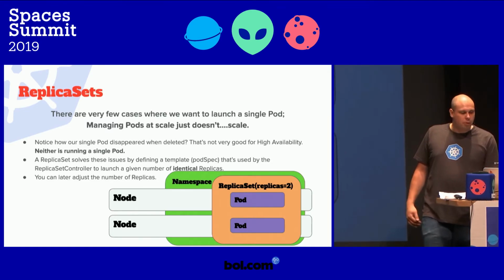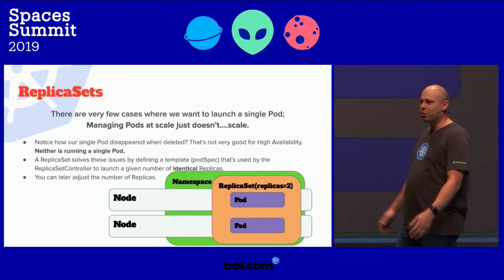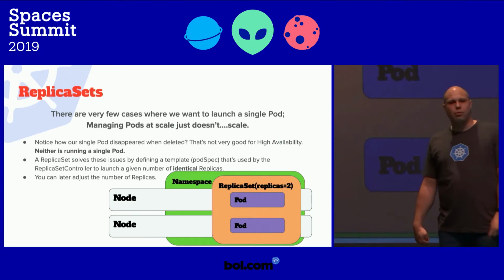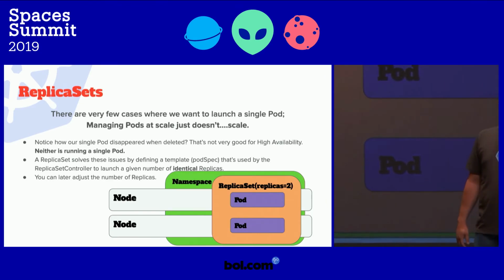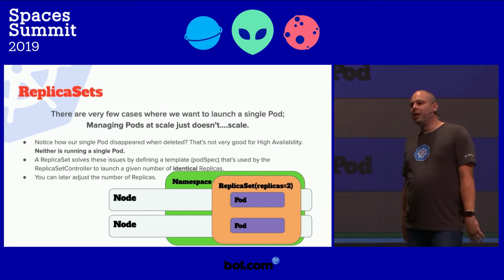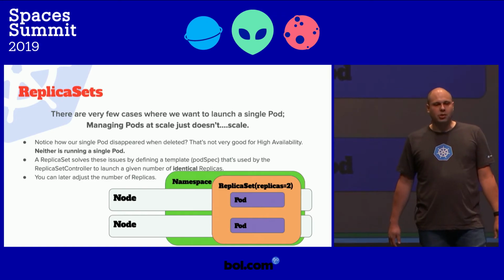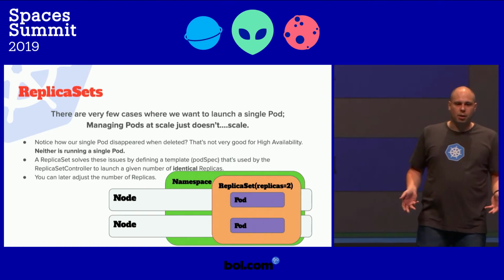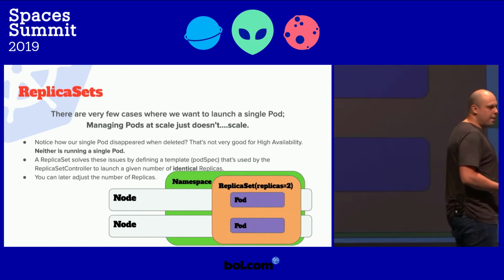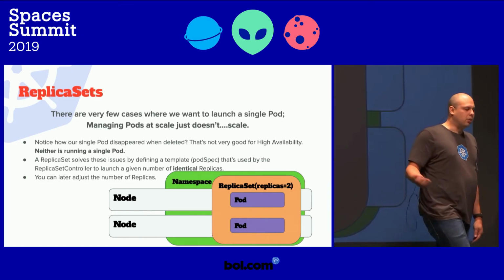Next, let's talk about replica sets, because managing pods is nice, but it's basically doing Docker on multiple servers. To do anything useful with it, like high availability, you need to ensure that the containers are always running, and this is where the replica set comes in. So a replica set is a wrapper around some pods. You can define the number of pods a replica set is supposed to be running based on a template.